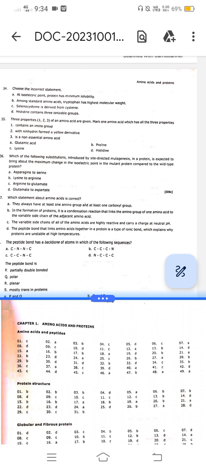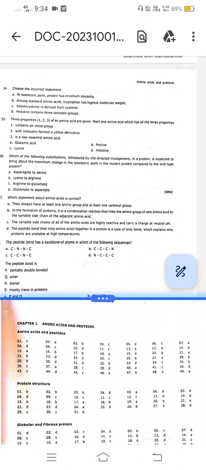Selenocysteine is derived from cysteine. That's not correct. But at isoelectric point, protein has minimum solubility. That's correct. Among standard amino acids, tryptophan has highest molecular weight. That's also correct. And histidine contains 3 ionizable groups. Okay. Selenocysteine is not derived from cysteine.